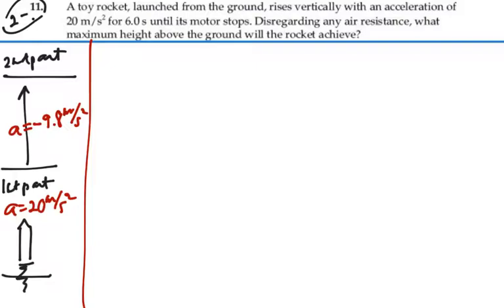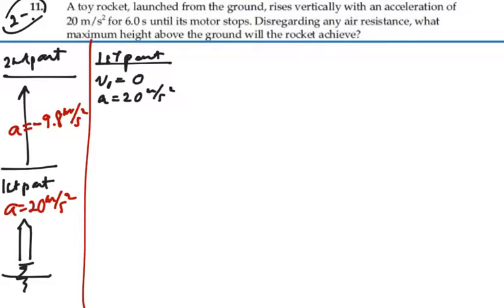We want to find the displacements for these two sections, these two kinematic problems. And we can only deal with the kinematics of each of them separately because that's when we have constant acceleration, and kinematics only applies to constant acceleration. Alright, so if we look at the first part, we have an initial velocity of 0 because we launched it from the ground. We have an acceleration given as 20 meters per second squared.